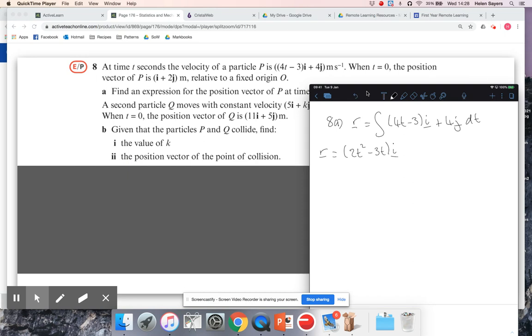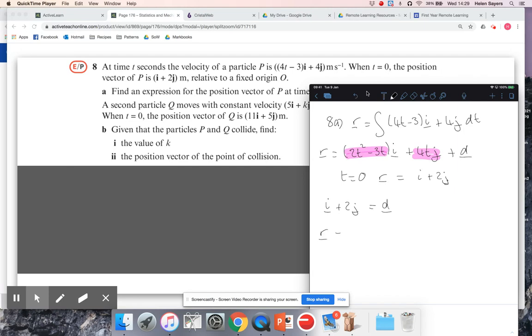So when I look at my j vector, 4 is going to integrate to 4t, and then I mustn't forget the constant of integration. Okay, so it tells me that when t is 0, r is i plus 2j. Don't we need those brackets? So r is i plus 2j. So if I sub t equals 0 into that, it's 0. So that's my constant of integration.